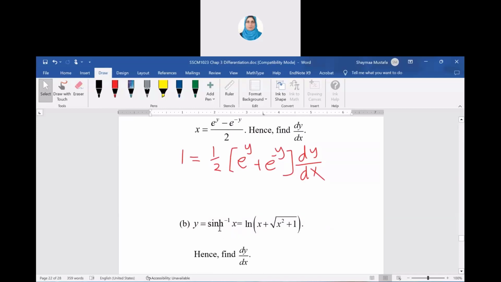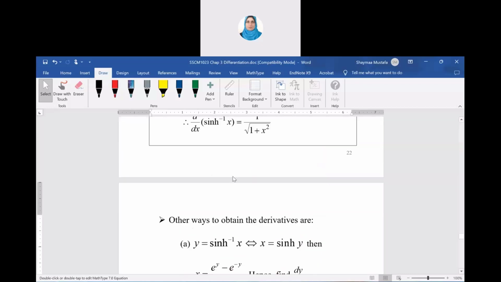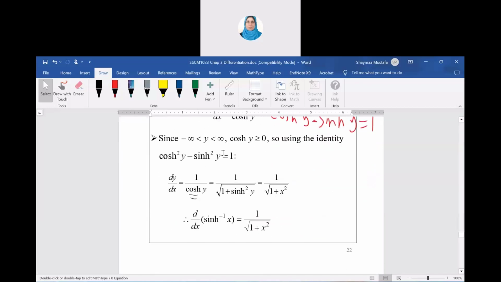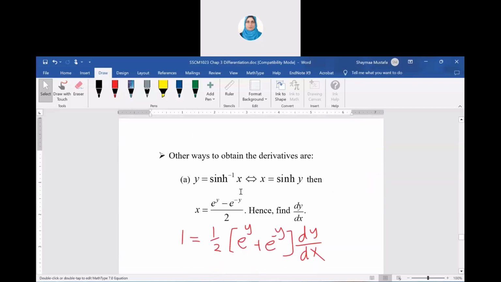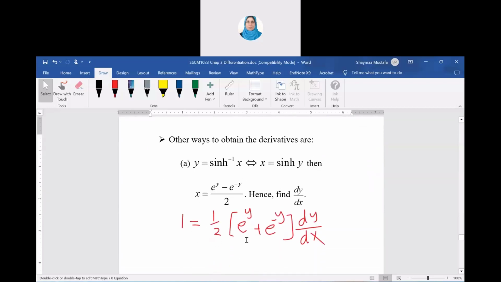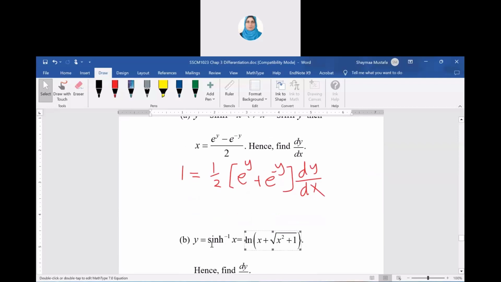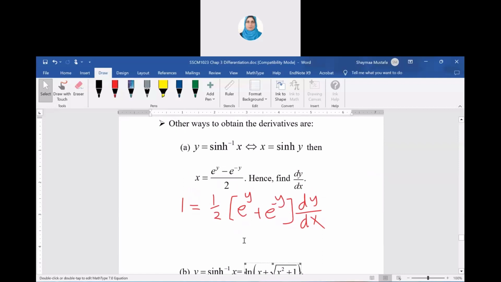Or another way, you can use the definition directly: from the definition of sine inverse, sine inverse x is equal to ln of x plus square root of x squared plus 1. You can use this definition for sine inverse x and find the derivative of ln. So you have 3 ways to prove it. Either you go for the implicit derivative, or you go for the definition of sine, or you go for the definition of sine inverse. All can work.